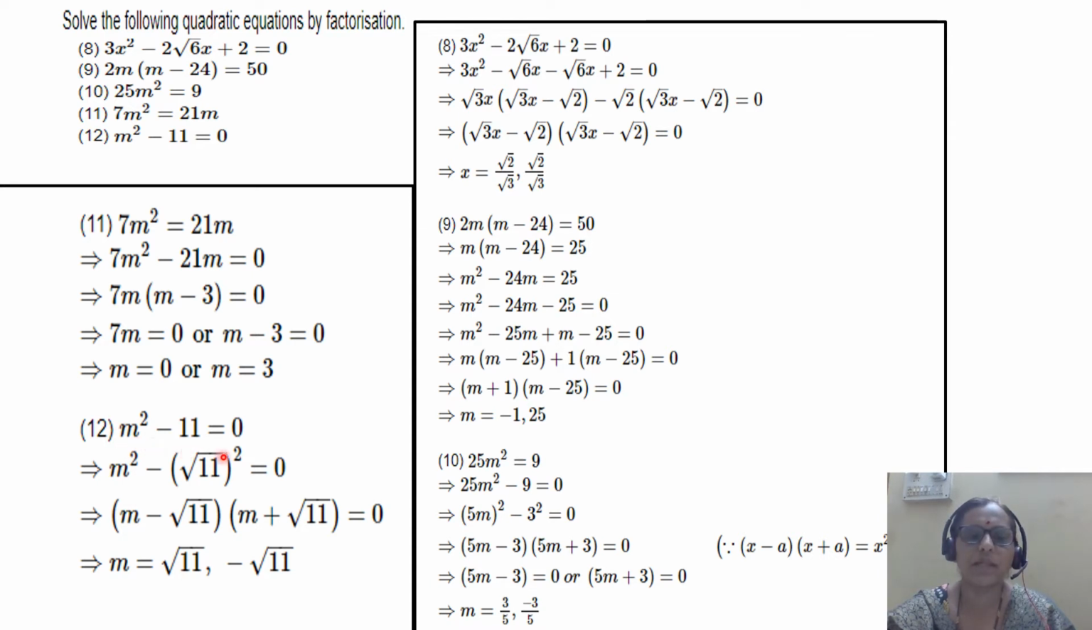m² minus 11 is equal to 0. m² minus 11 can be written as (√11)², which is equal to 0. So we know a² minus b² is (a minus b)(a plus b) equal to 0. Now apply this. Each bracket is equal to 0. So the value of m is √11 or the value of m is minus √11. These are the factors of the given quadratic equation.